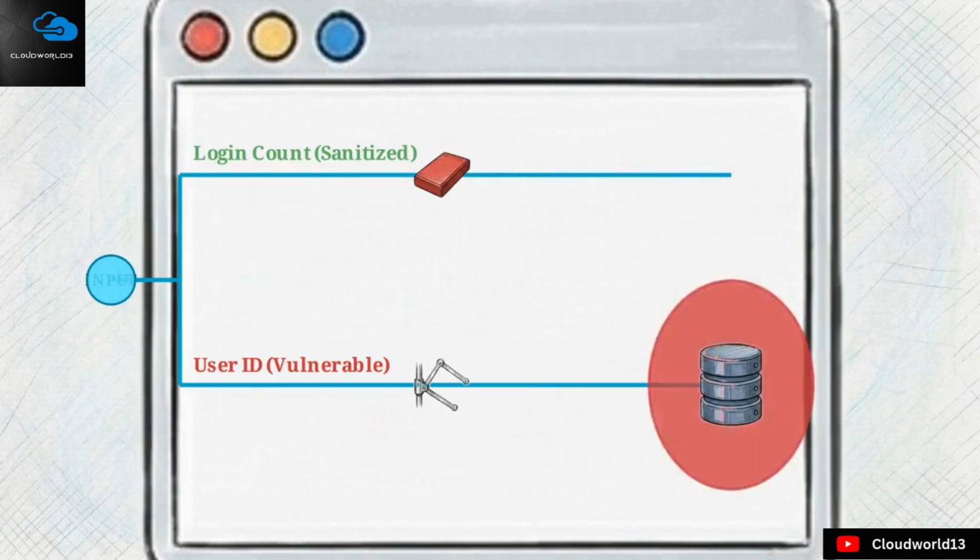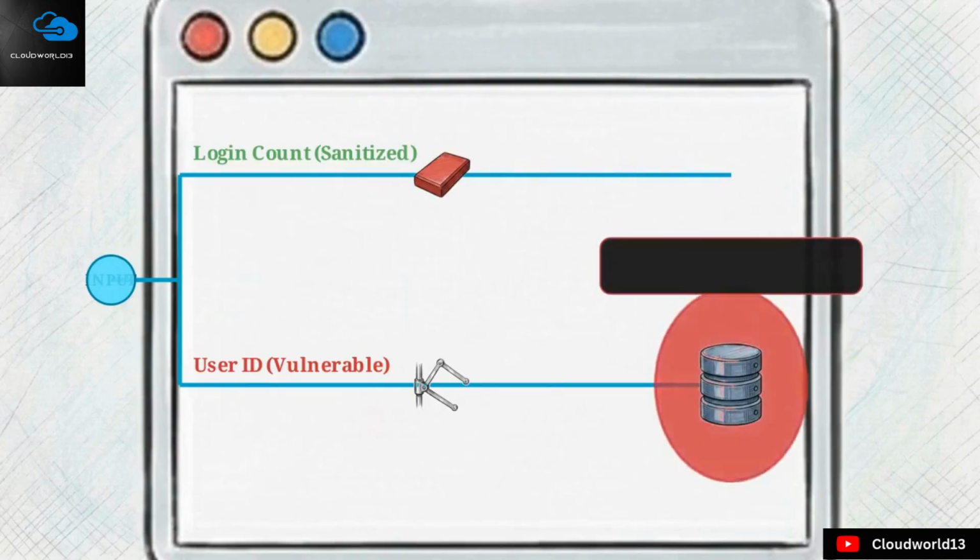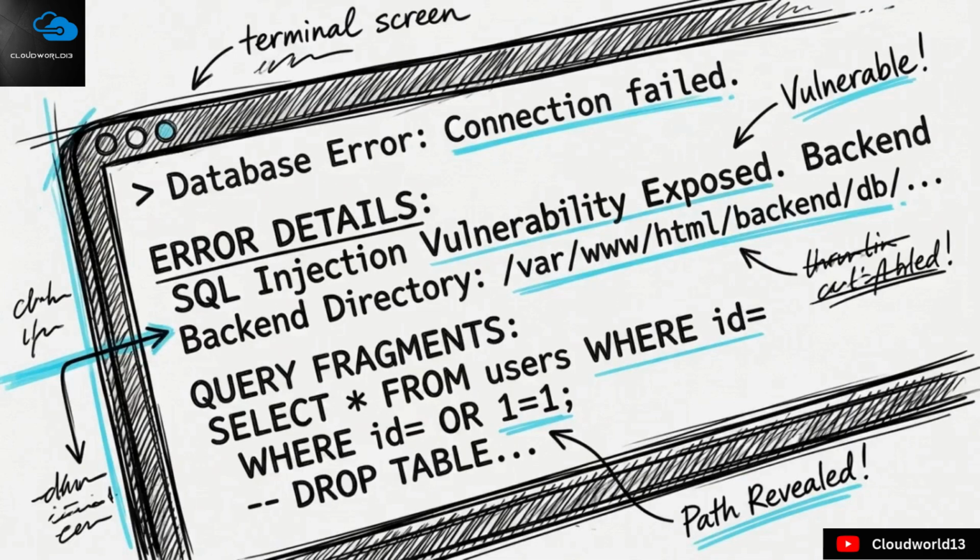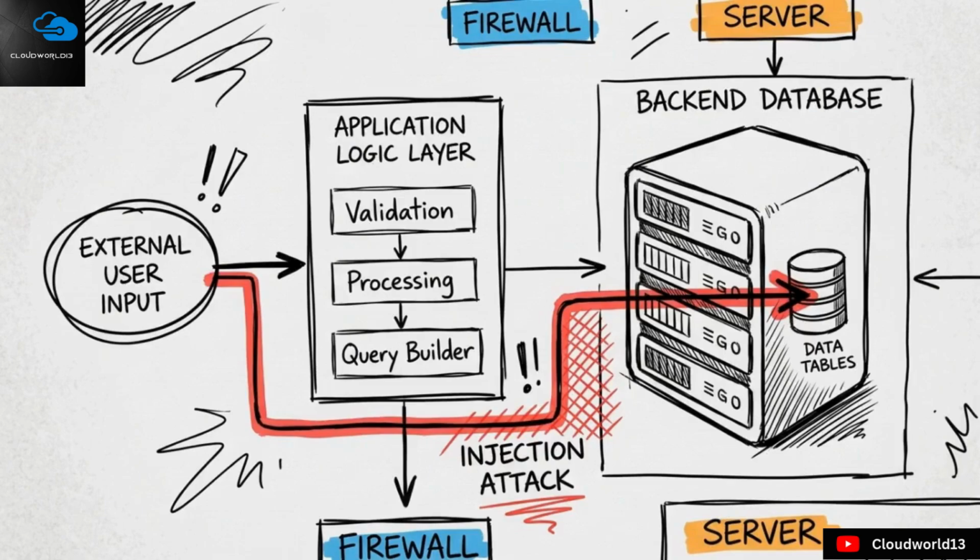But the user ID field passes the bad data straight to the backend, triggering a flashing red warning node that reads, Database Error. That error message is a highly valuable intelligence asset. It proves our input bypassed the application's initial filters and interacted directly with the database's internal logic.